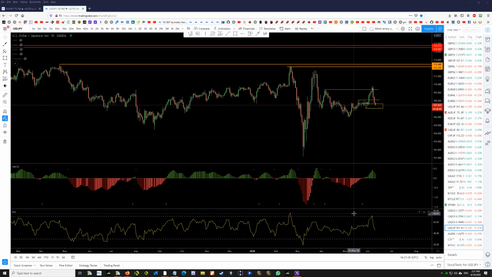Okay, let's look at the funky stuff, the dollar Swiss.